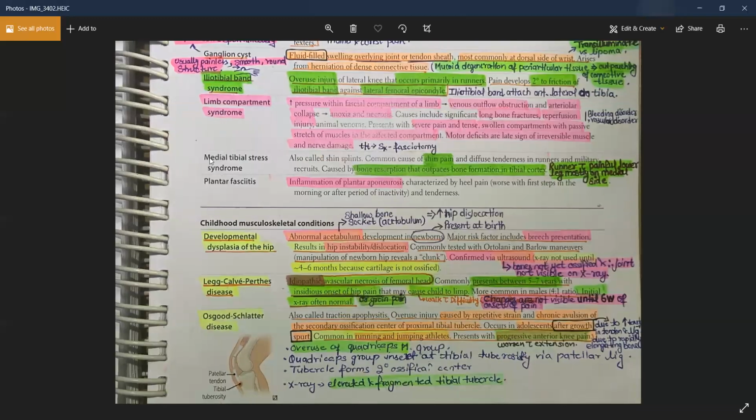Then you have medial tibial stress syndrome. It is generally seen in runners and athletes, those who play soccer, those who run. In that case, they will have a lower leg pain, which you can also call a shin pain. It is also known as shin splints. There will be tenderness and shin pain.